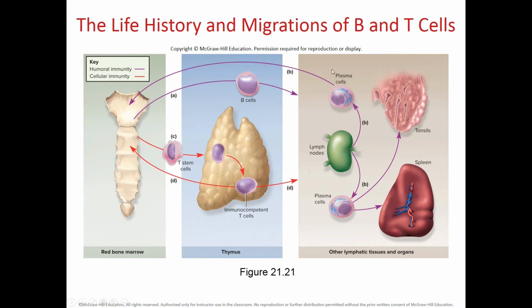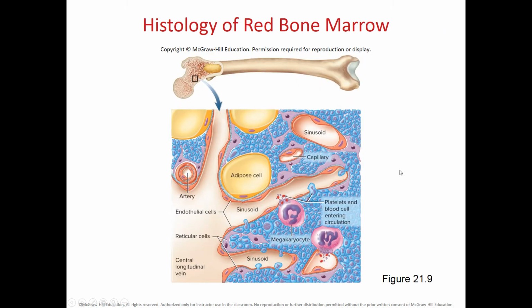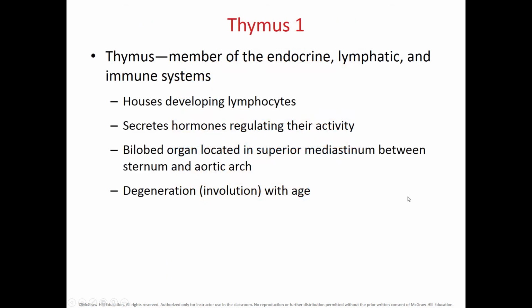Then the B cells and the T cells, once they are mature, can go and populate the lymph nodes, the spleen, the tonsils, or other organs. And this just shows you how within the bone marrow, we have these immunocompetent cells. Then through these openings in the sinusoid, these fenestrations, we have the entry of these cells that we have produced within the bone marrow.